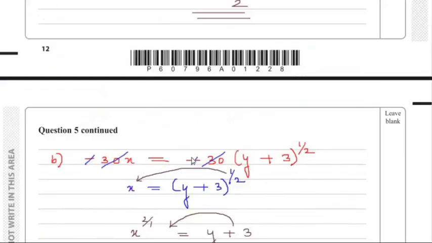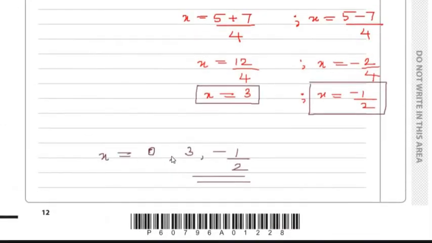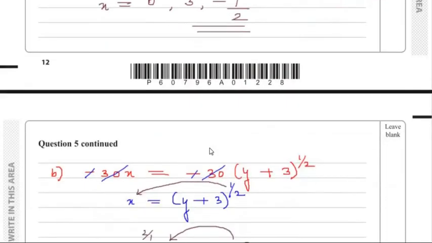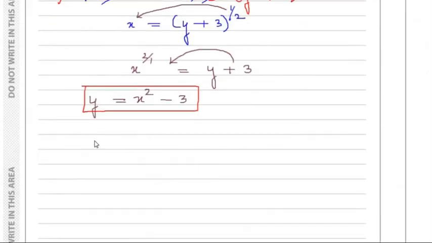Now in part A we had already got the values of x as 0, 3 and -1/2. So we are going to substitute these values of x one by one and get the values of y respectively. So let us first start with when x is equal to 0. We get y is equal to 0 square -3, that is substituting in this equation. So we get it as -3. This is the first value of y.